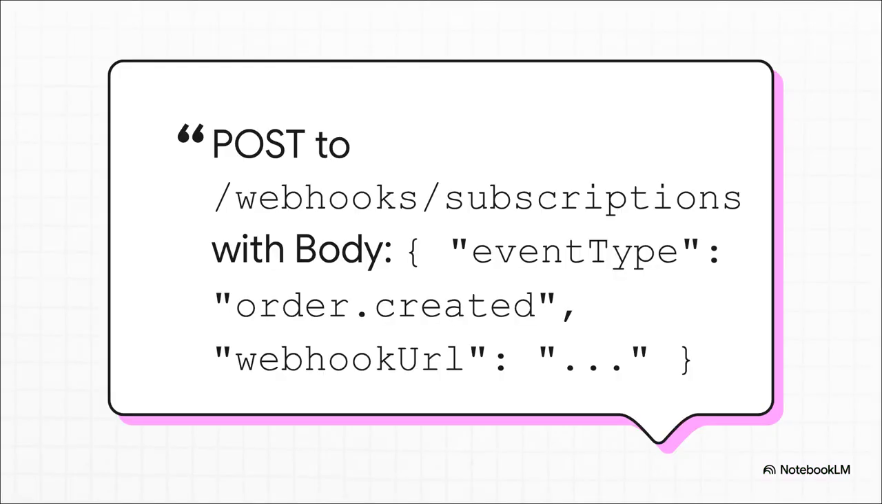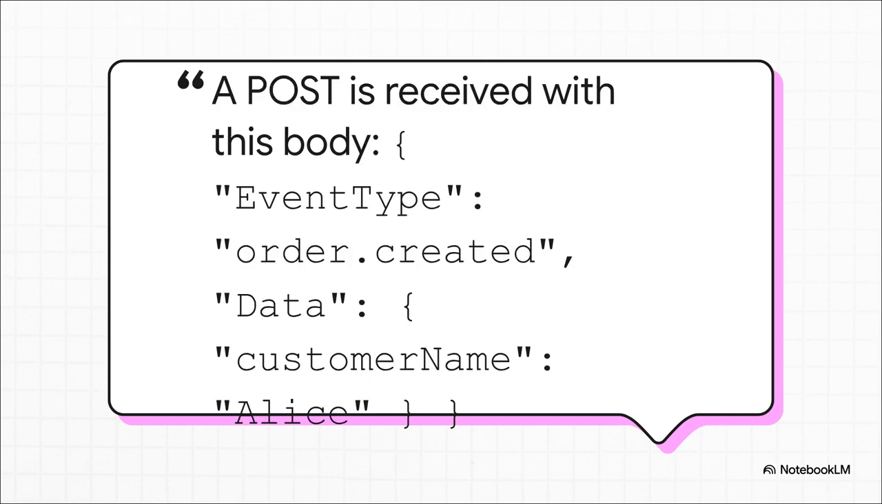First up, an external service needs to subscribe, so it sends a POST request to our /webhooks/subscriptions endpoint. The body of the request is just some simple JSON. It tells us the event it cares about, order.created, and the URL where we should send the data. We're using a handy service here called Webhook.site, which is perfect for just catching and displaying these kinds of requests.